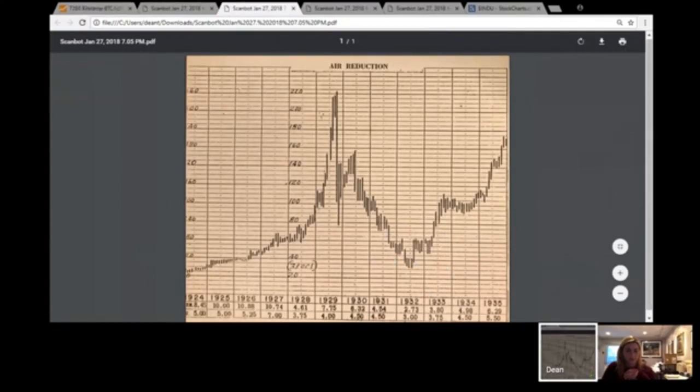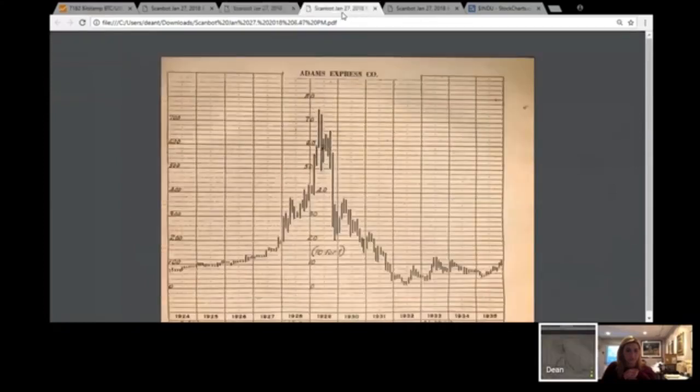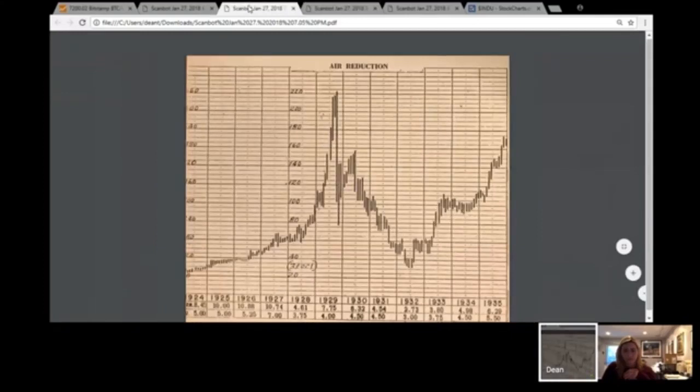I'm going to show you one other chart, which is Adams Express, which is more typical, that after these accelerating first, second, third, and fourth moves, we get the sharp drop down, try to regain the old highs, and then we go all the way into a phase 7, going back to the beginning. In this case, from 1933, 32, 33, 34, and 35, no upward movement at all, as opposed to this company, Air Reduction.